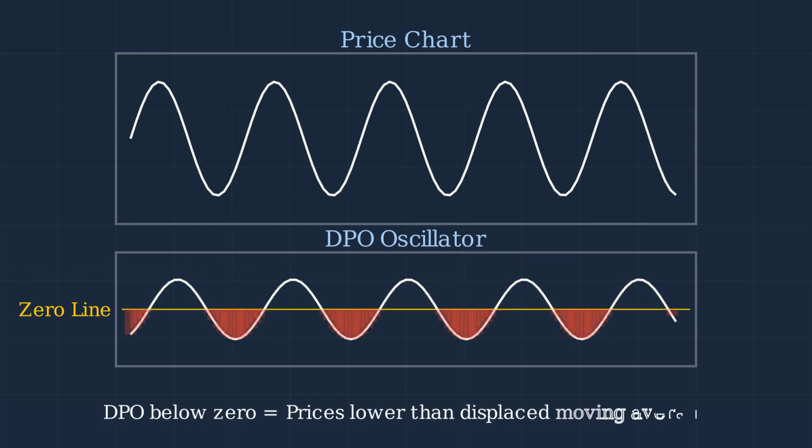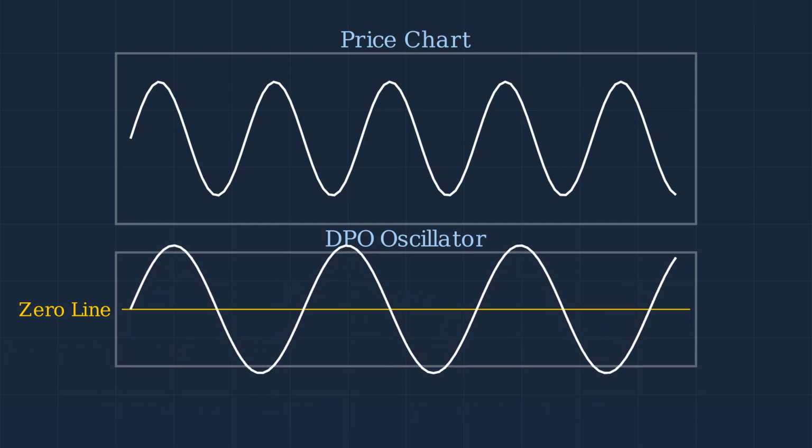Conversely, when the DPO is below the zero line, it shows that prices are lower than the displaced moving average. This indicates potential oversold conditions. When the DPO reaches extreme values below zero and begins to turn up, it may signal a potential price reversal to the upside.